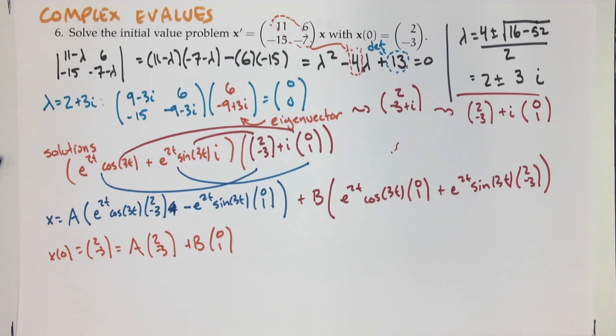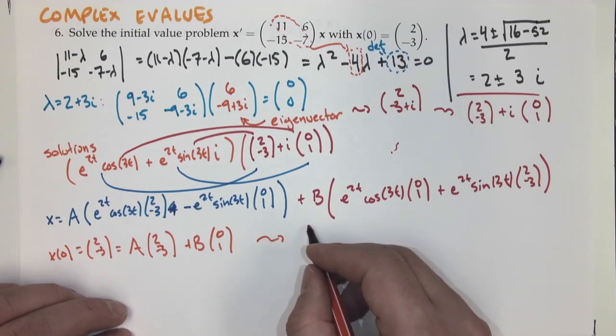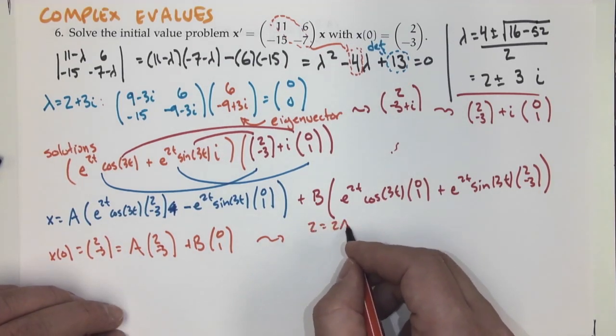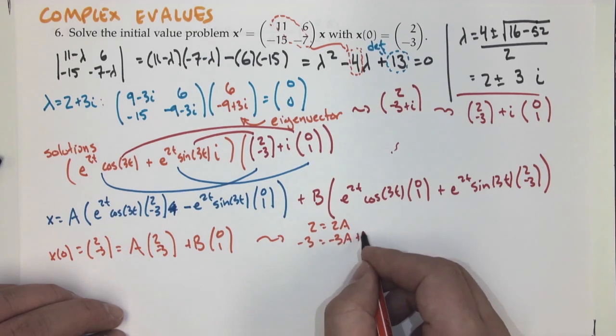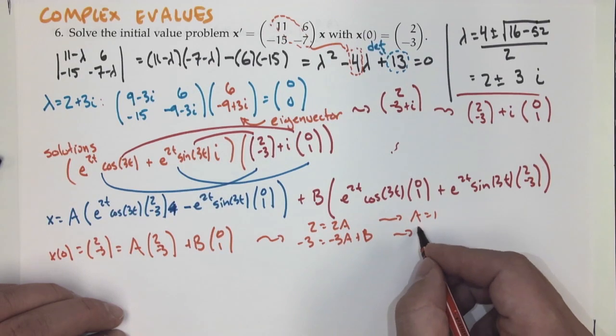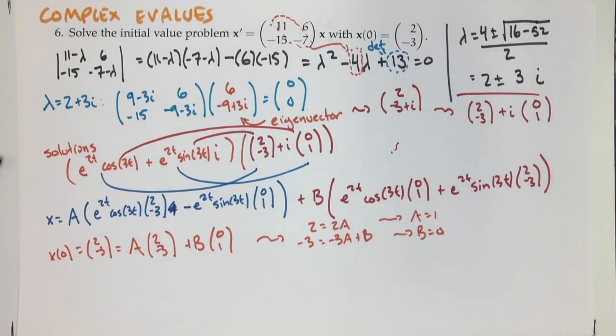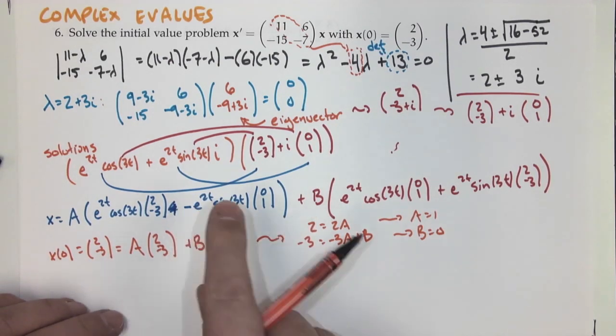It's a tricky one. It's a thinker. Yeah. You could go through and say, well, read off the top line that says 2 equals 2a and negative 3 equals negative 3a plus b. But pretty quickly you say, oh wait, a equals 1, b equals 0, even without trying too hard. You say, that says we just want that piece. Just that piece is our answer.